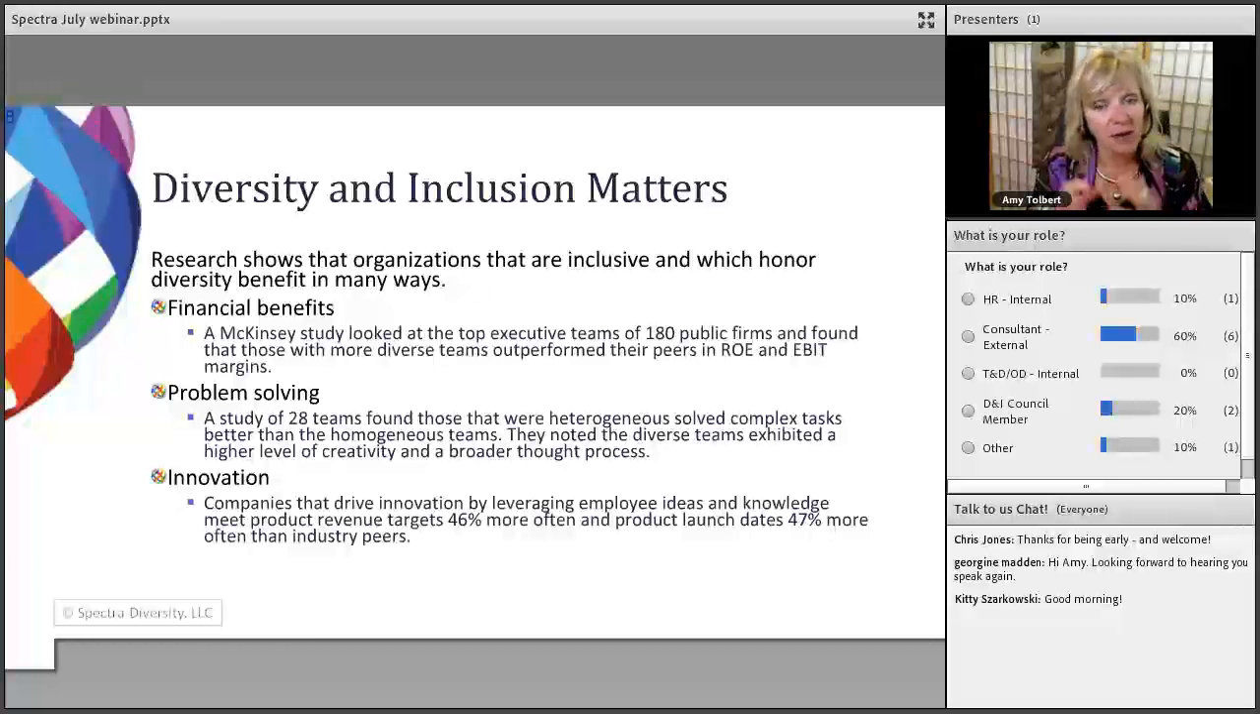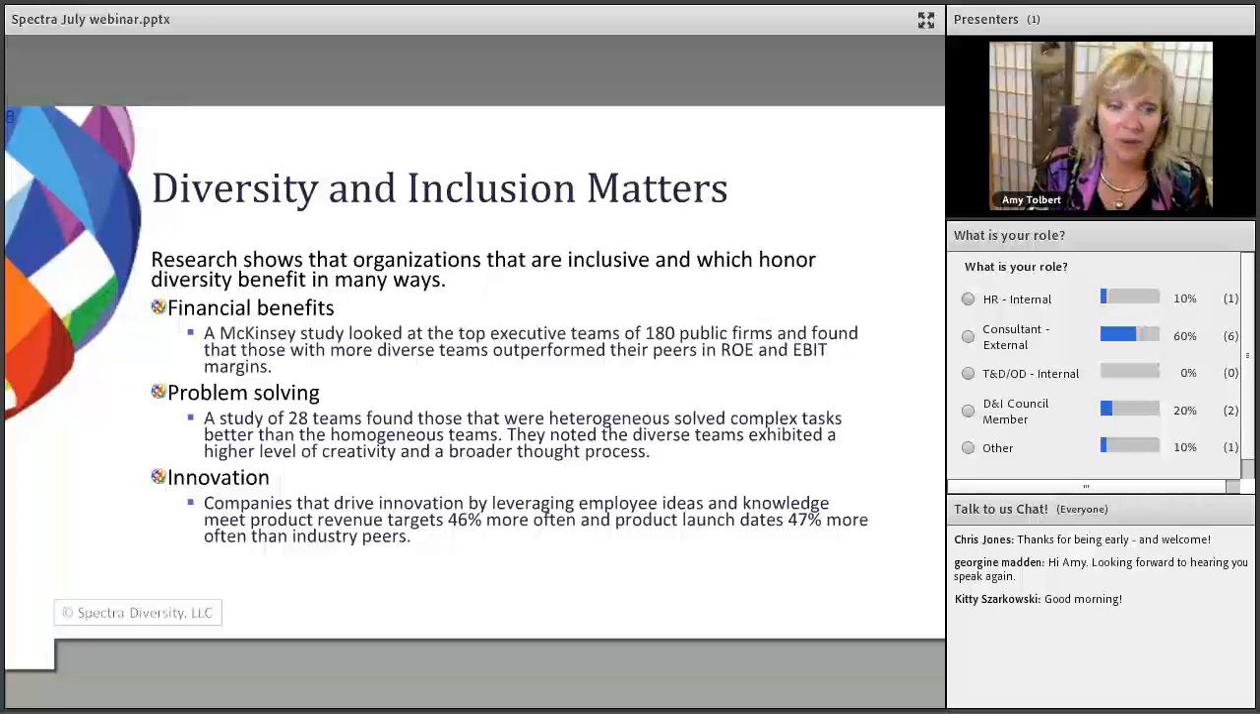Now, what the research also shows is that you might need a little bit more time for team building and a little bit more conflict up front, because you are building together diverse perspectives. It's not right or wrong or good or bad, it's just different. But it lends itself to more effective financial benefits, problem solving, and of course, innovation.